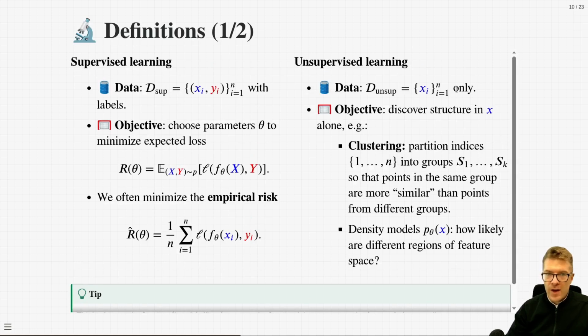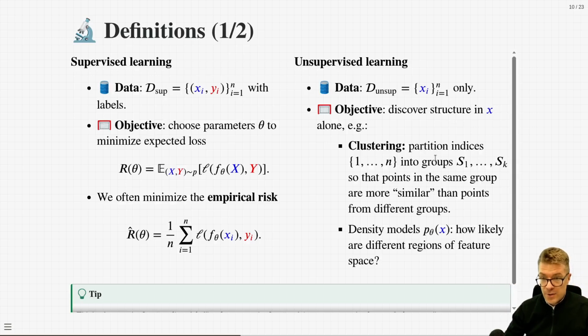Unsupervised learning, we don't have the labels again, right? So we call this script D sub unsup for unsupervised. We still have n, well, n can vary. N can be anything, but we have n data points. All of them are just inputs, x sub i. So we have the location of data points, but no labels. But our objective now is to discover the structure in X. So we just want to figure out how X is shaped.